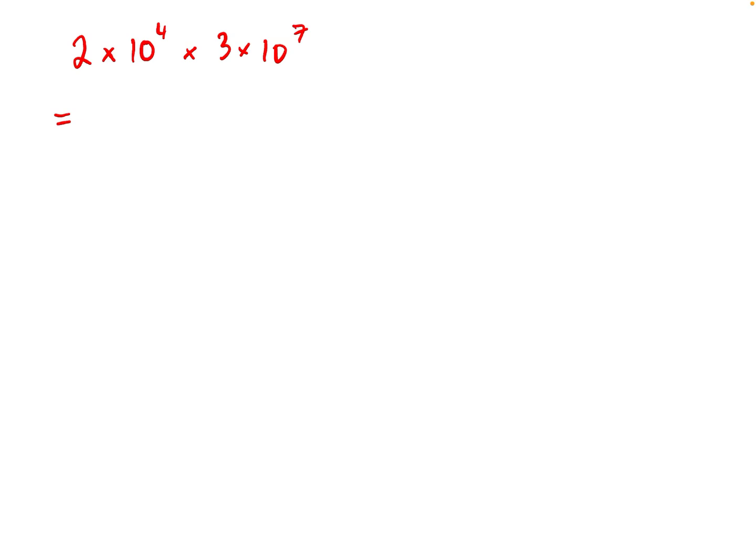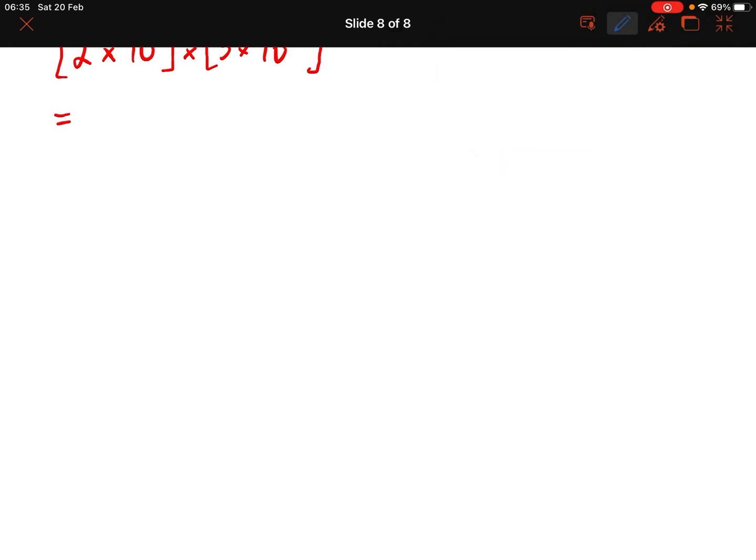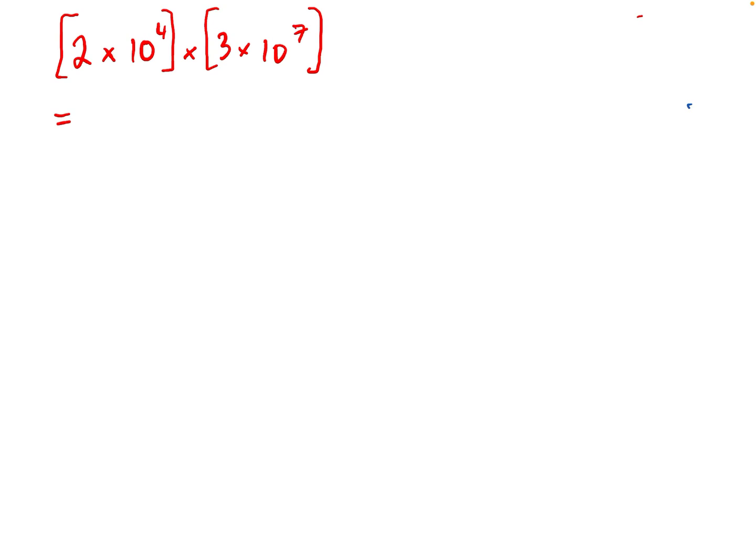Now remember, I told you a really quick way of doing this. What you've got here is a standard form number multiplied by another standard form number. And this is really easy to do, because all you have to do is, first of all, do 2 times 3. Well, 2 times 3 is 6.